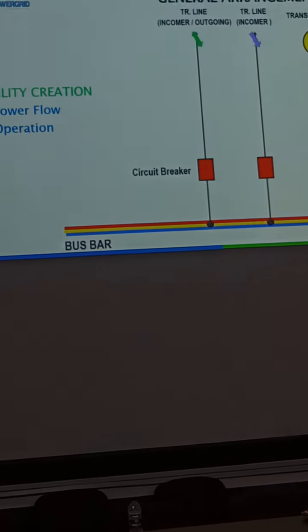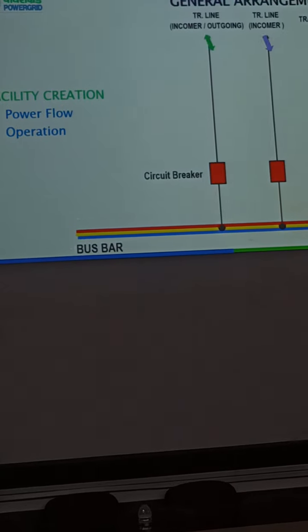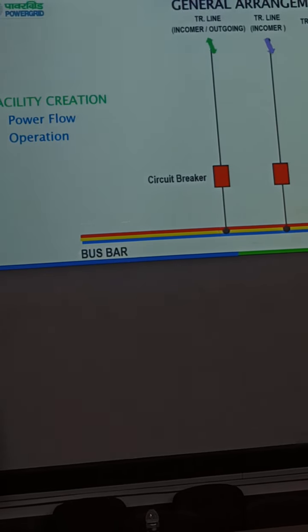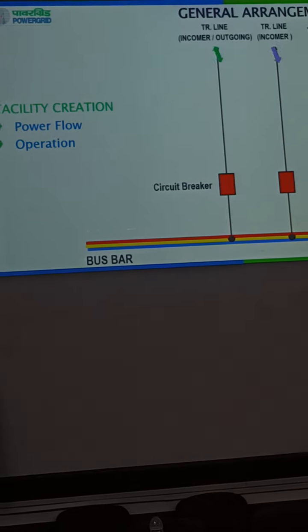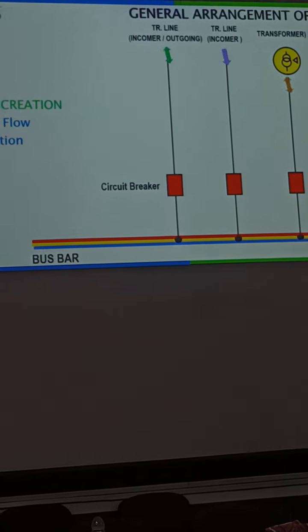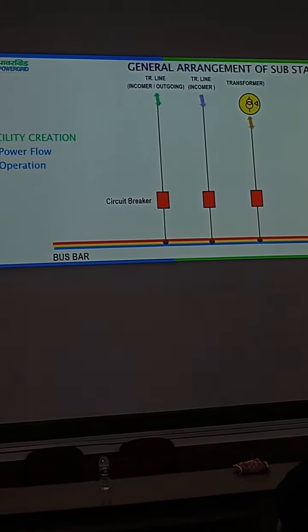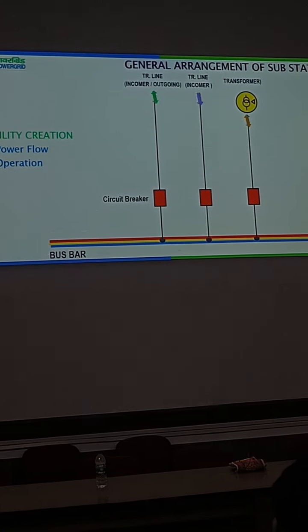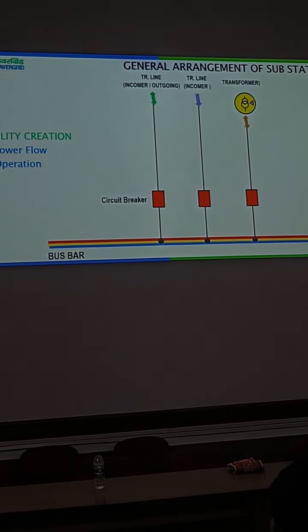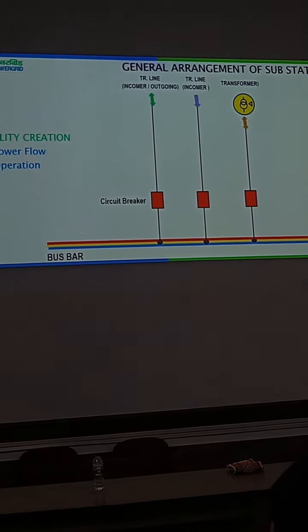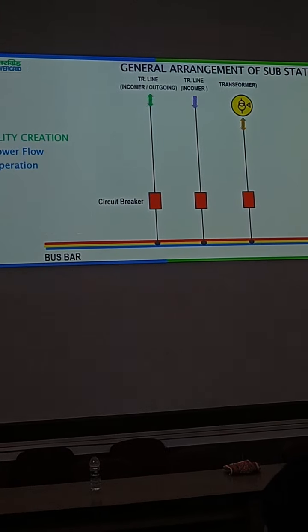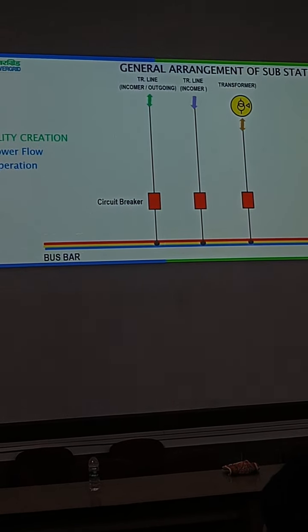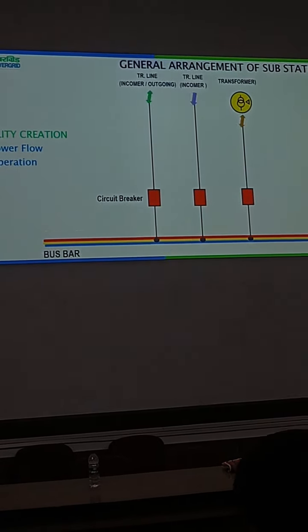So that can be taken care of by the circuit breaker, because the arc quenching media is there inside. But the isolator is meant for isolation of the system. So operational features you can create by incorporation of circuit breakers. Now exchange of power is possible in this system and operation is also possible.